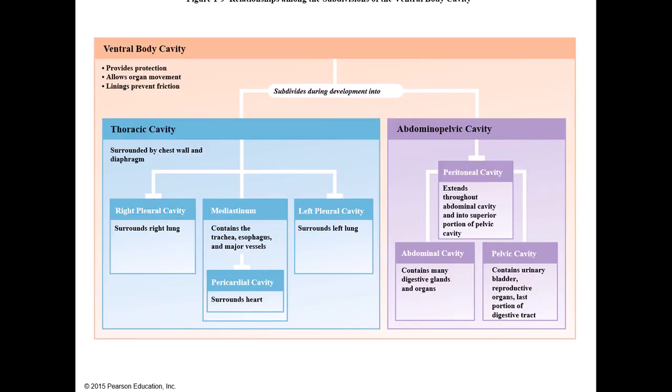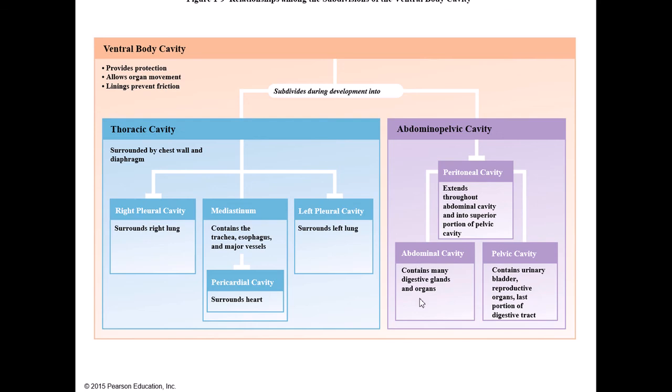Let's take a look over here. So we had done the blue before. Now we're looking at the cavity below the diaphragm. On this diagram here, this is going to be painted in kind of a purplish. So this is the abdominopelvic cavity. And like I mentioned before, the peritoneal cavity, if you want to call it that, extends throughout the abdominal cavity and into the upper part of the pelvic cavity. Right, it doesn't go all the way down to the pelvic cavity.